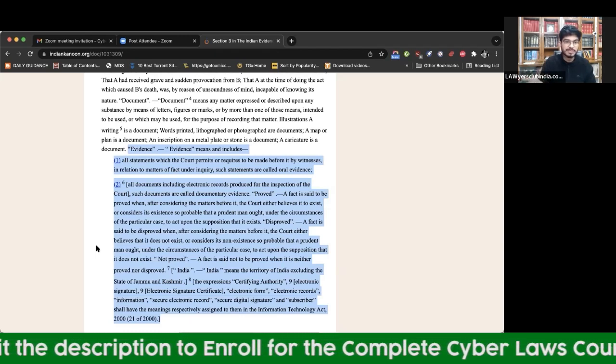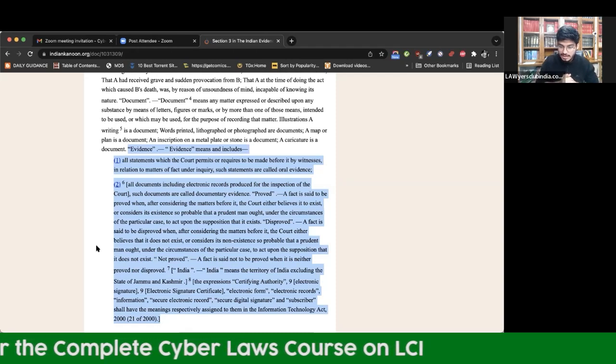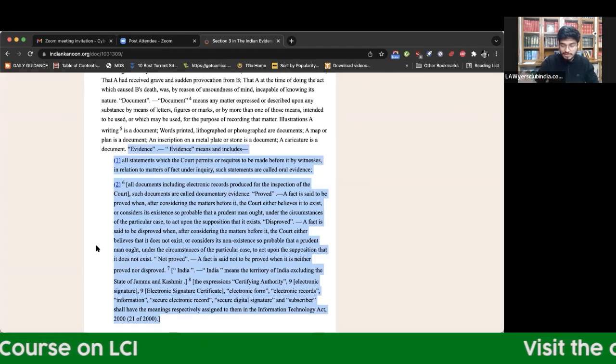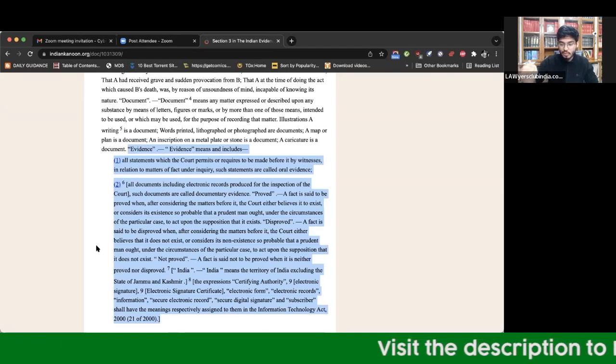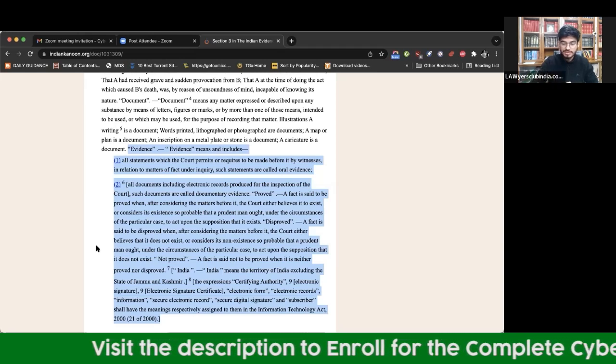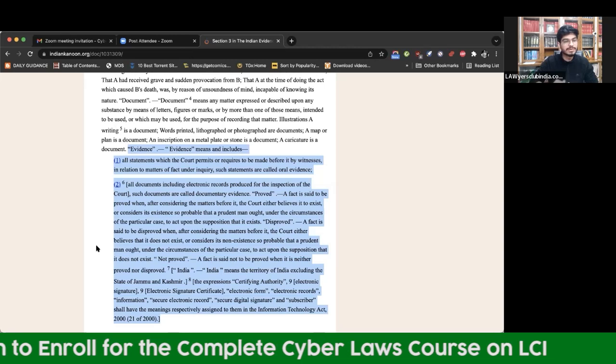The definition of inquiry we can find in section 2(g) of the CrPC. There we can find a lot on it. And this will be oral evidence. Very important to note, this will be oral evidence. And then we come to all documents, including electronic record. This has been put in 2000. All the documents, including electronic records produced for inspection of the court, such documents will be documentary evidence.